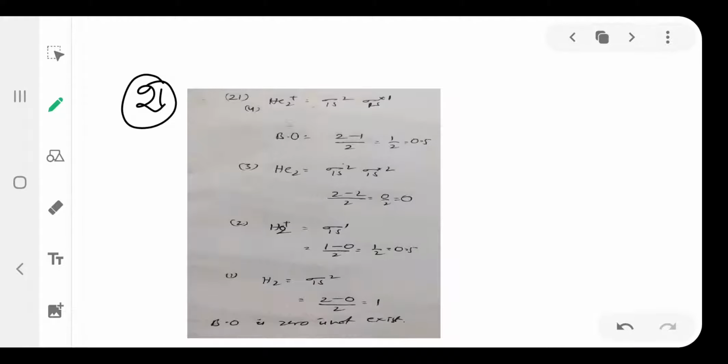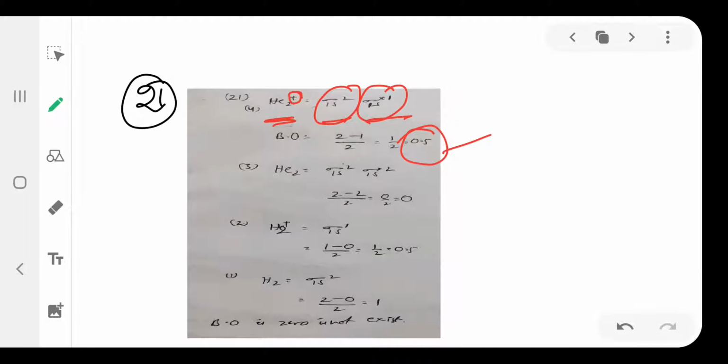Here, He2+. Each helium contains 2 electrons, so 2 helium atoms have 4 electrons. Out of 4, 1 electron is removed because of the plus charge. Total 3 electrons: sigma 1s2, sigma star 1s1. So bonding electrons 2, anti-bonding 1. Bond order is (2 minus 1) by 2, which is 0.5.